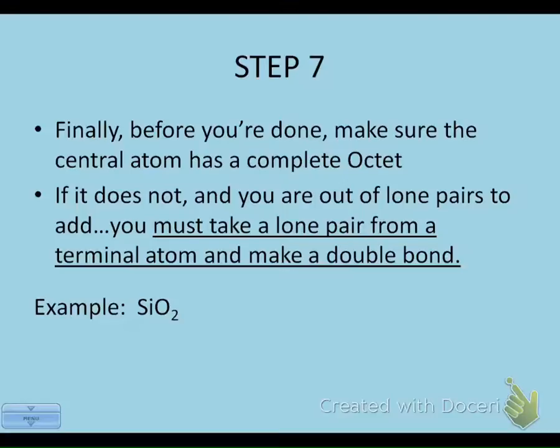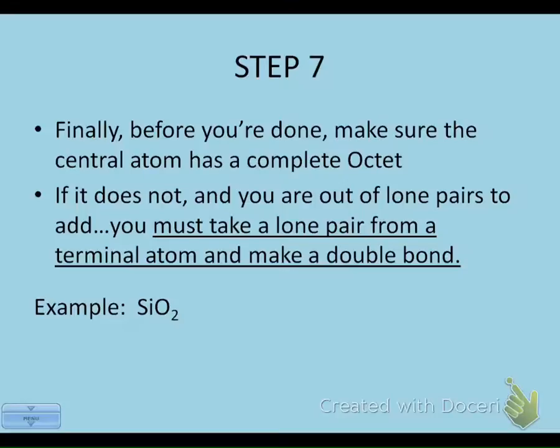Finally, before you're done with any Lewis structure, you want to make sure the central atom has its complete octet. That is, when you subtract and it's 0, but we count around like we just did, and the central atom is not happy, we have to do something to fix it. So here's an example where we have to fix it.